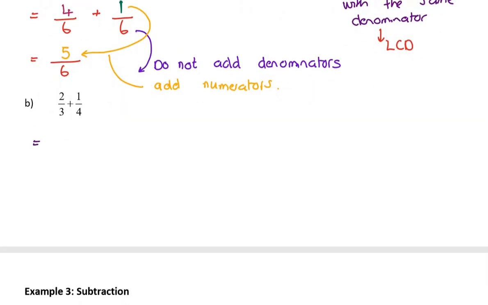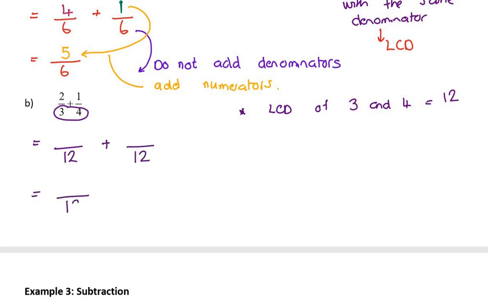Example B, well, our denominators are 3 and 4. So my first step is, what would be the denominator of 3 and 4? If you're desperate, you can just multiply them together. Now, I'm pretty sure all of us know that 3 and 4's lowest common denominator is 12. So I'm going to have to convert the first fraction to a fraction out of 12, the second fraction to a fraction out of 12, and my answer will be a fraction out of 12, because remember, I do not change the denominator. So I'm going to say to myself, what do you have to multiply 3 by to get to 12?